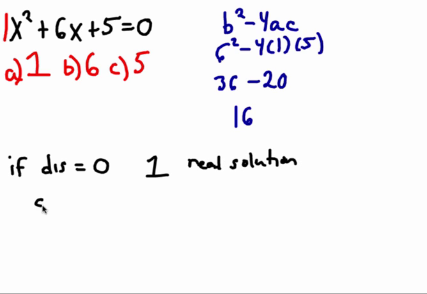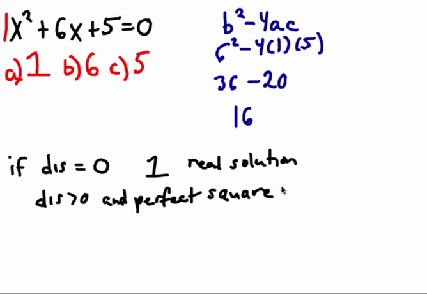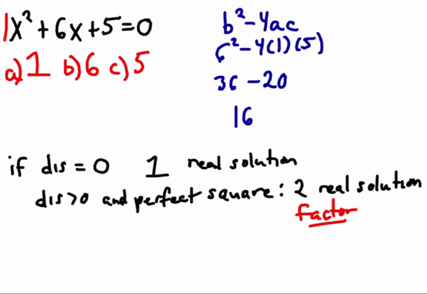If the discriminant is greater than 0, in this case 16 is greater than 0, and a perfect square, in this case 16 is a perfect square, the square root of 16 is 4, so it is a perfect square, then we know that we have two real solutions. And if we have a perfect square, you can solve this via factoring. It can be solved via factoring. You do not need the quadratic equation, although you could use it if you want to.